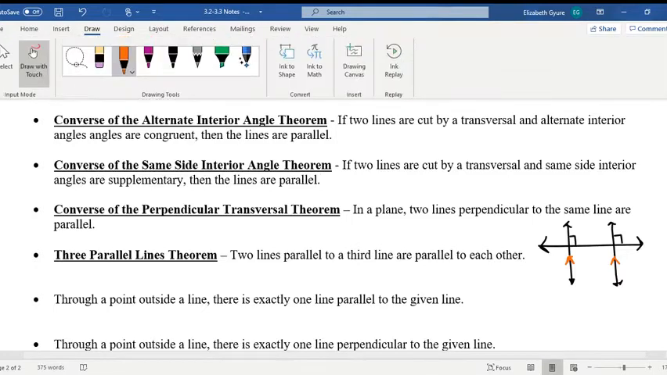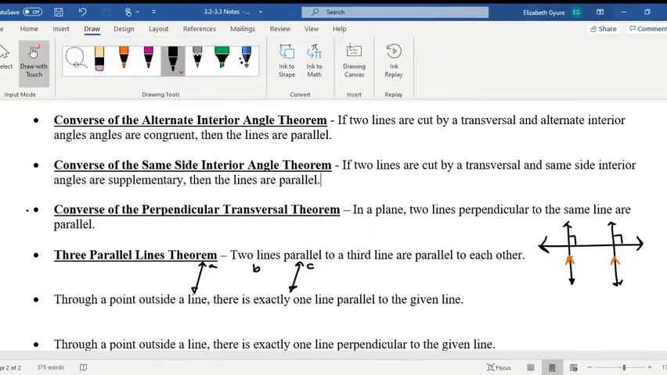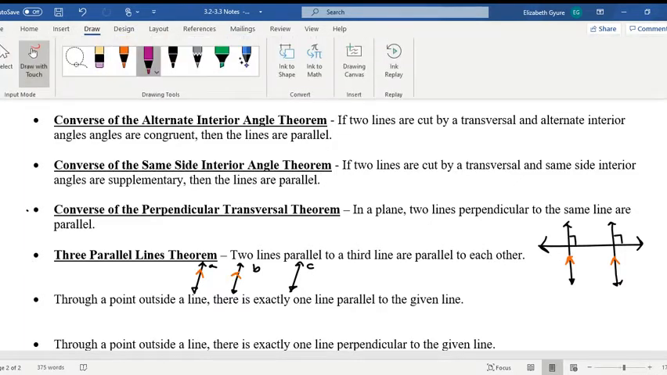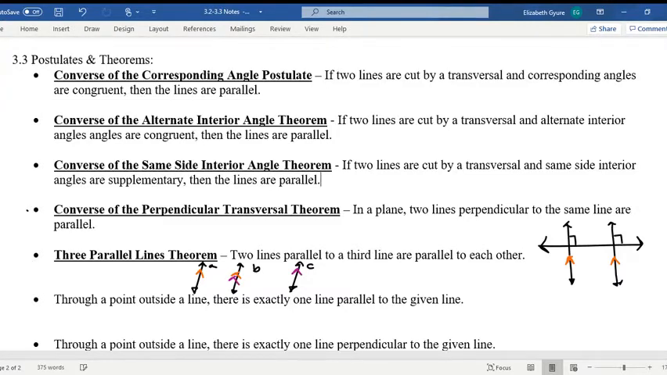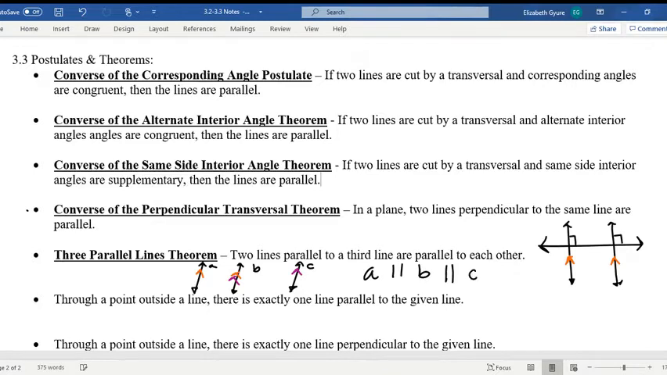And then the three parallel lines theorem. This says two lines parallel to a third line are parallel to each other. So if you have three lines, we'll say line A, line B, and line C. Two lines parallel to a third line are parallel to each other. Let's say I told you that line A was parallel to line B. Then let's say I also told you that line C was parallel to line B. You want to think transitive property: if A is parallel to B and B is parallel to C, then all three of them are going to have to be parallel to each other. We could actually write that as A parallel to B parallel to C.